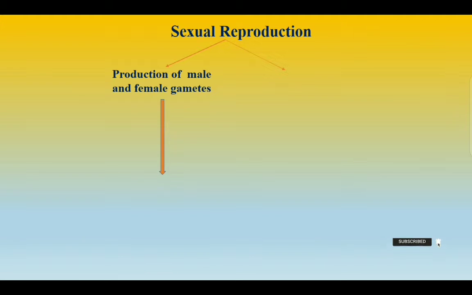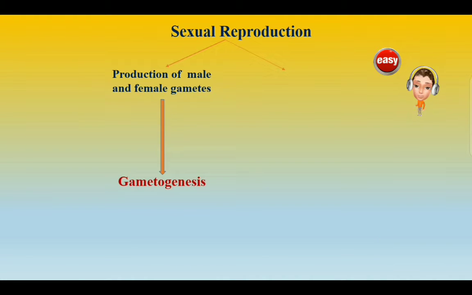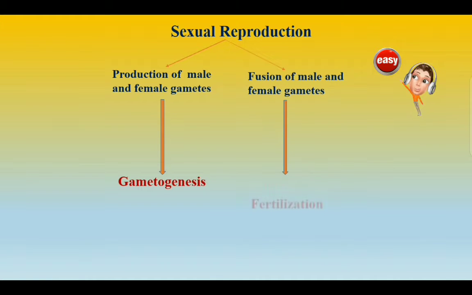First, let us see what sexual reproduction is. Sexual reproduction involves two important processes. One is the production of male and female gametes called gametogenesis, and another is the fusion of male and female gametes called fertilization. So, sexual reproduction involves two important processes: gametogenesis and fertilization.